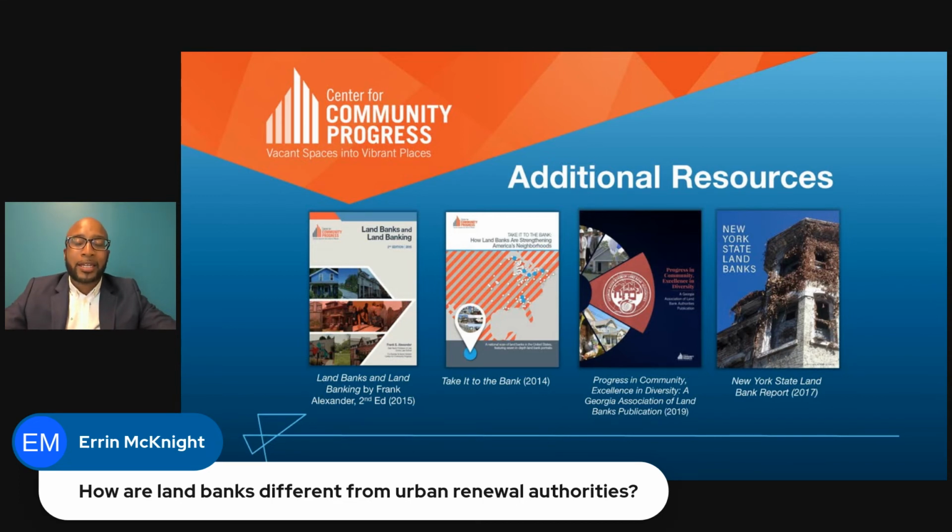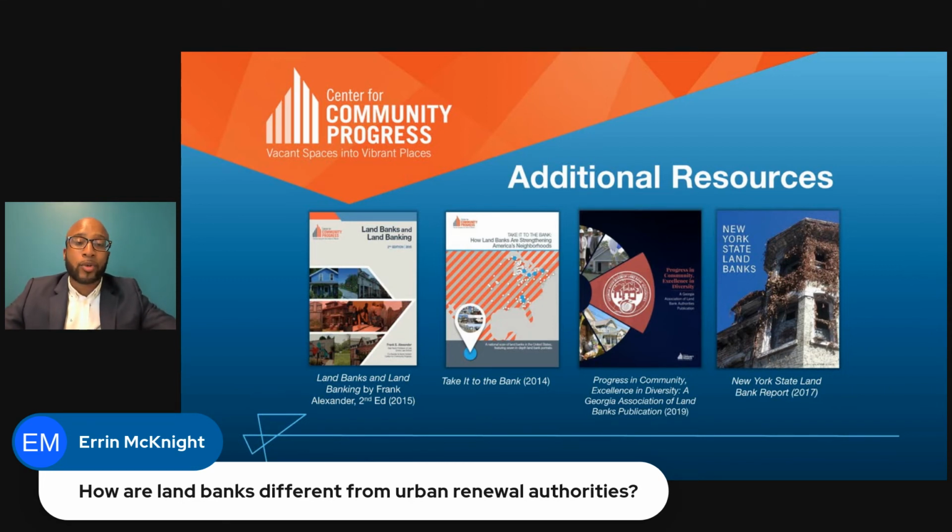One thing that land banks do not have, and I'm glad you asked this question, I want to be very clear: none of the legislation that the Center for Community Progress has supported, and none of the promotion ideas we offer, will ever allow or encourage land banks to have the ability of eminent domain. We're not talking about taking properties or relocating individuals.